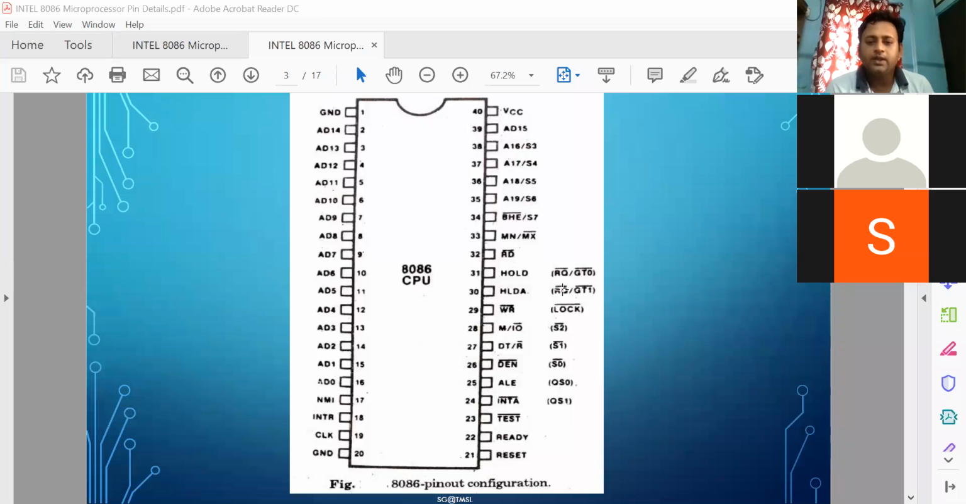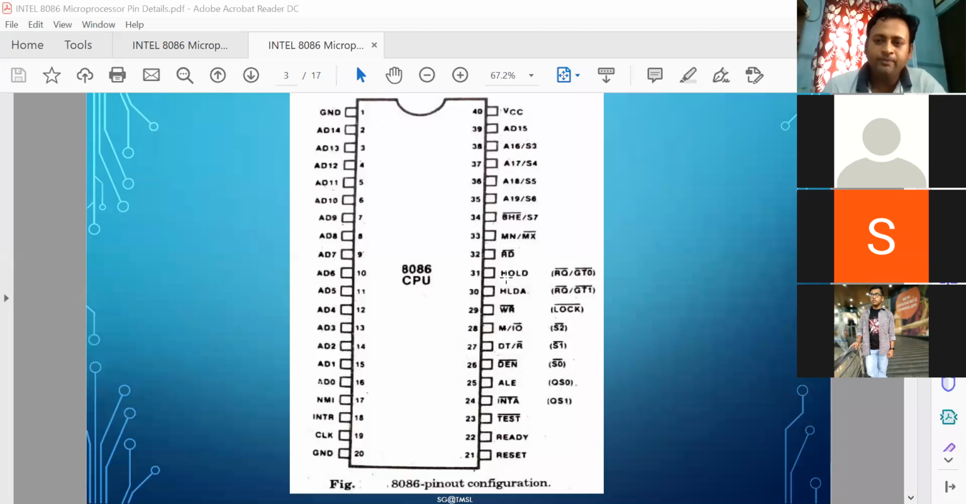Okay, now these 8 pins: HOLD, HLDA, WR bar, M/IO bar, DT/R bar, DEN bar, ALE and INTA bar. These 8 pins are available in minimum mode only. The functions are in this way. HOLD and HLDA, these 2 pins are available for DMA purpose, direct memory access. All of you have heard about this DMA.